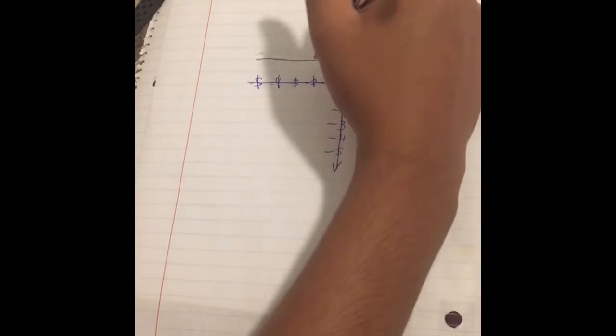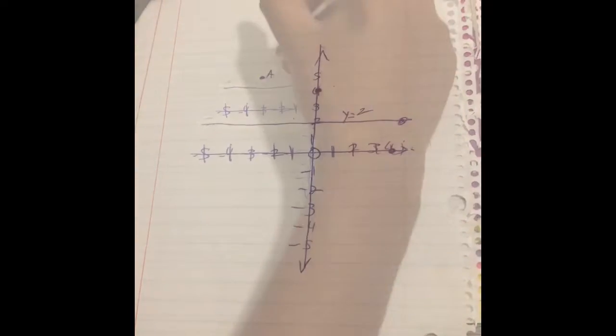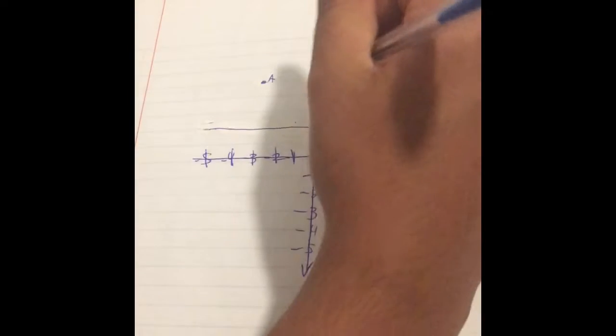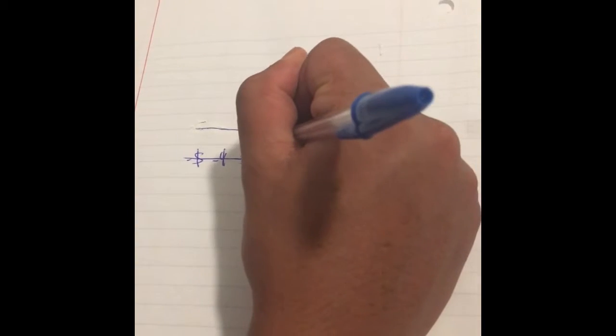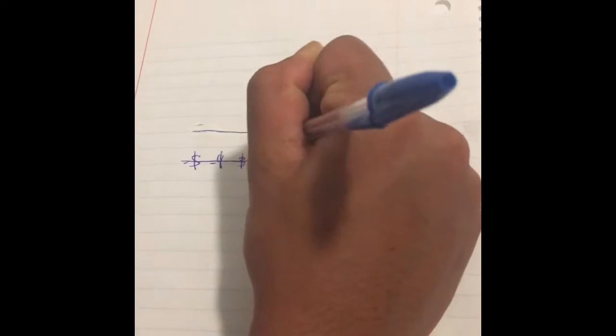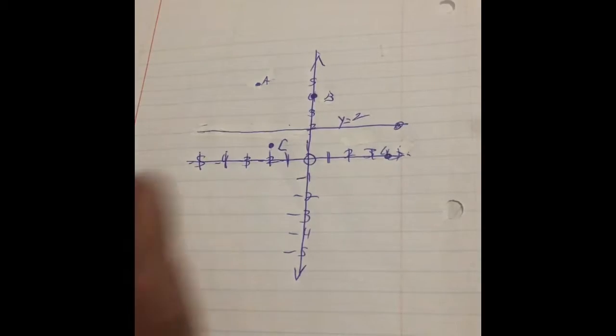Point A will be on (3, 5). Point B is on (0, 4). Point C is on (negative 2, 1). And point D is on (negative 5, 2).